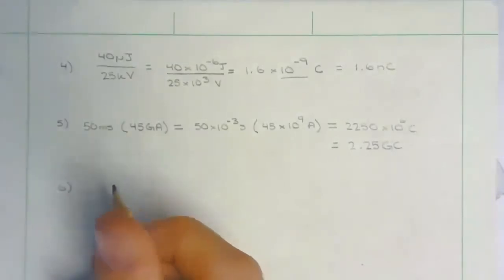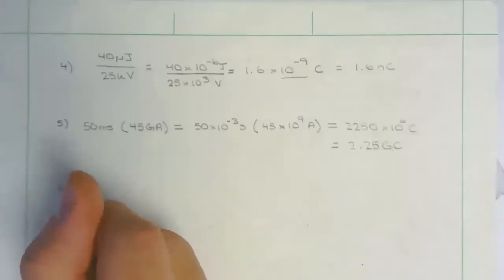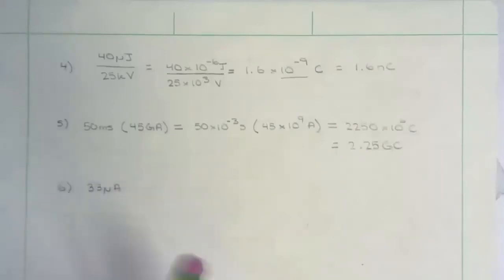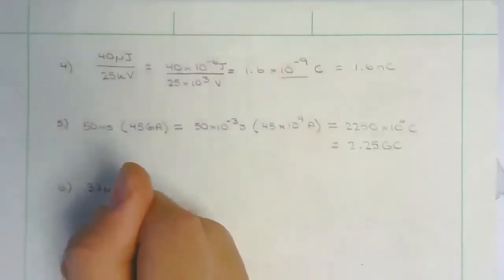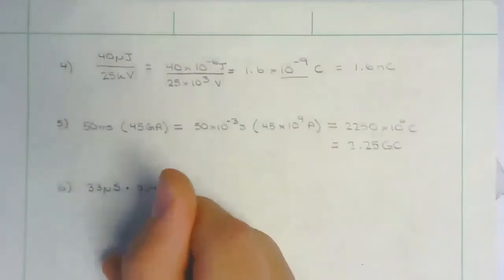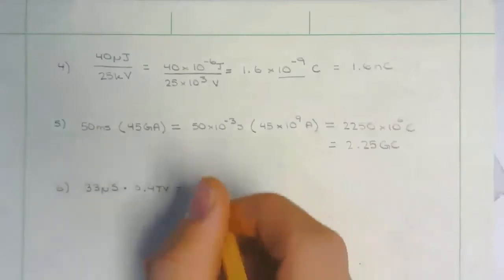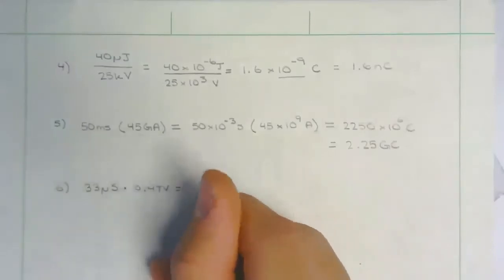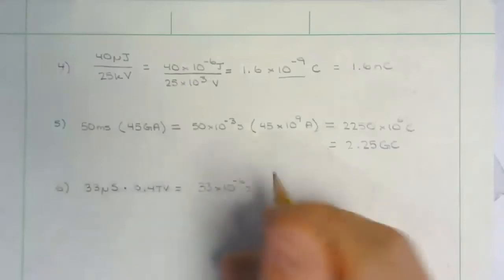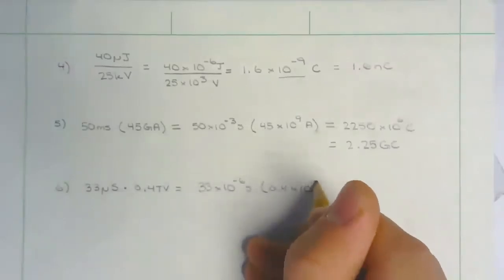So, number 6, keep going. We'll have 33 microseconds, sorry, excuse me, microseconds, times 0.4 teravolts. Tera, that's also a new one we haven't quite gotten to yet, and we'll do it here in a second. So give it a try. Awesome. So Tera is like Giga if you've ever been working with memory on a computer. We have 33 microseconds, so we'll have 33 times 10 to the negative 6 seconds times 0.4 times 10 to the 12 volts.